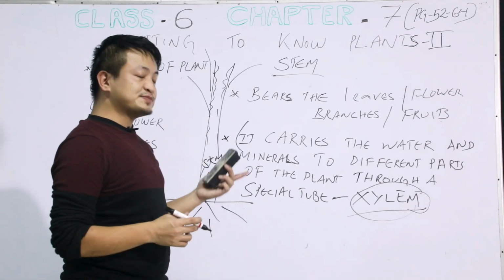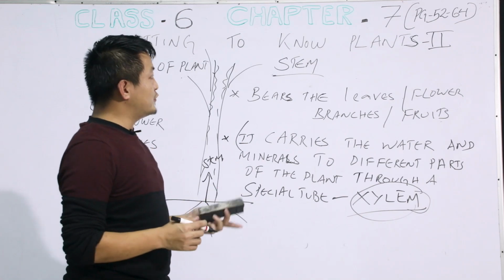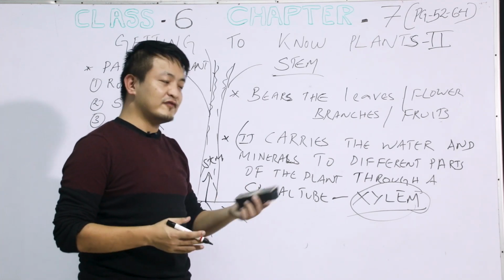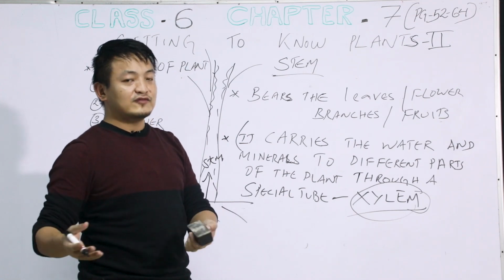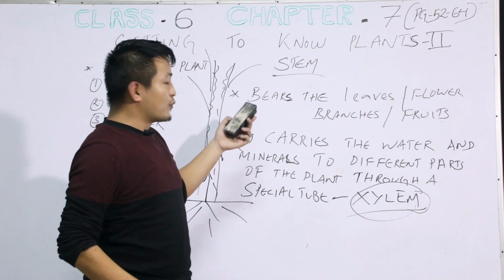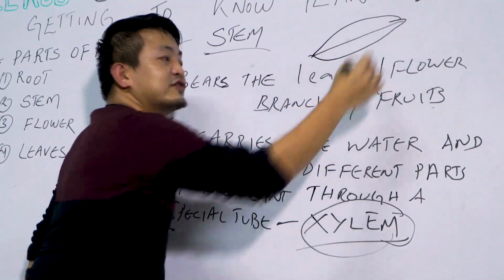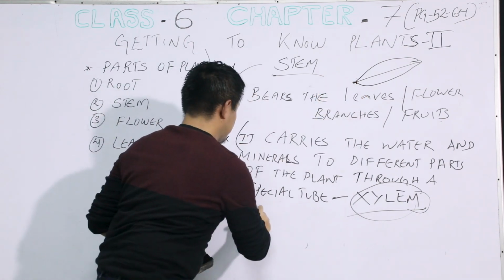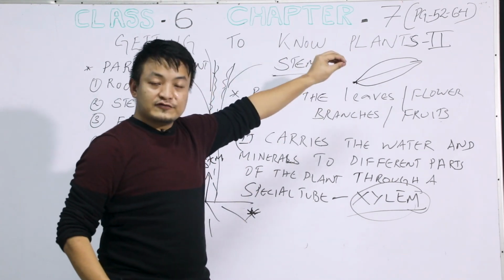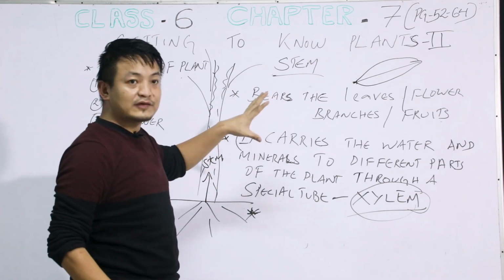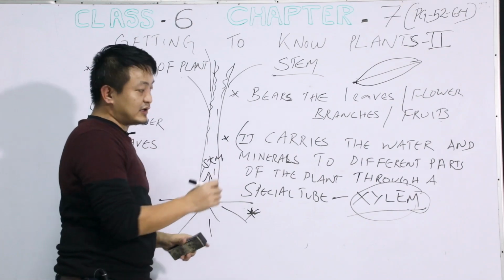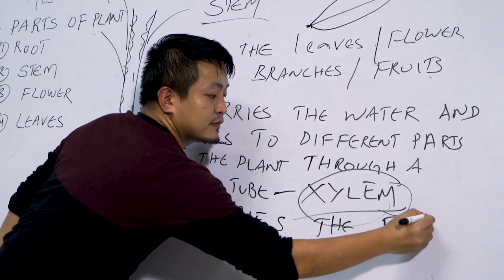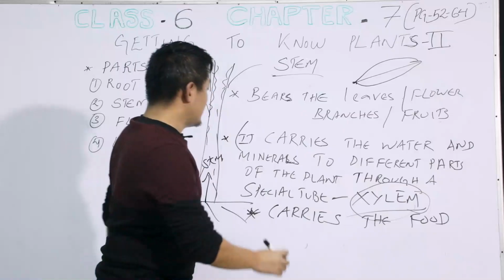Students, now the next point: the stem carries the food. Do you know, for human beings, the kitchen is a place where the food is prepared? Every morning it's busy. The kitchen is the busiest place in the morning and even in the evening for dinner. The same thing for plants: they prepare the food in the leaf. But the food prepared in the leaf has to be transported to different parts of the plant. This happens with the help of the stem. So the stem carries the food to different parts of the plant.